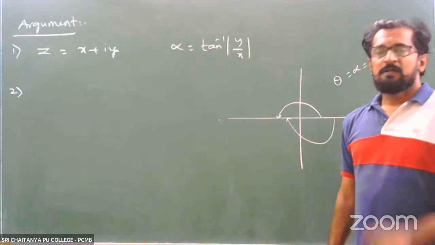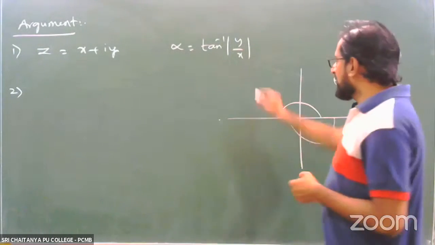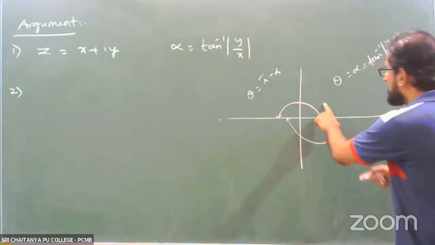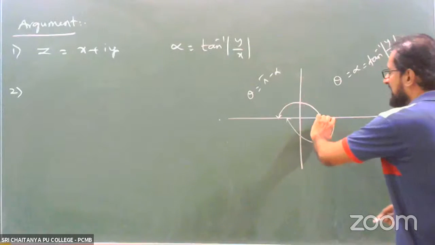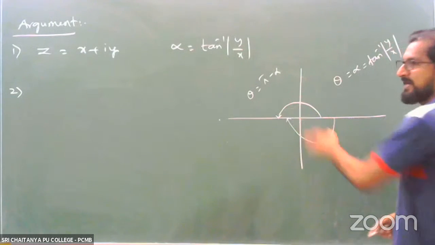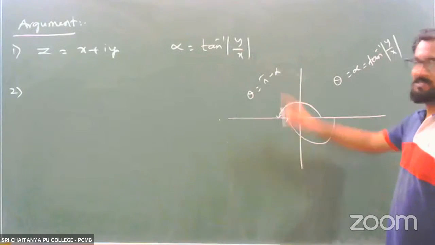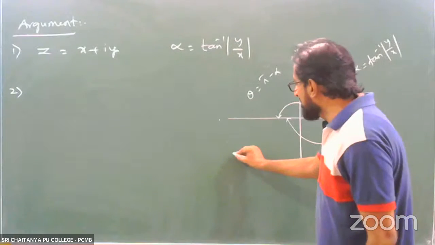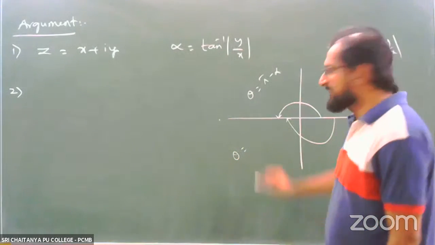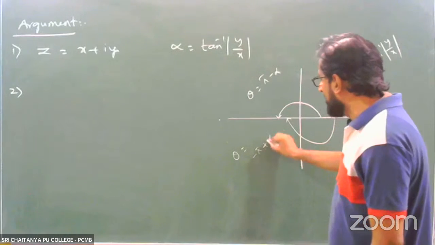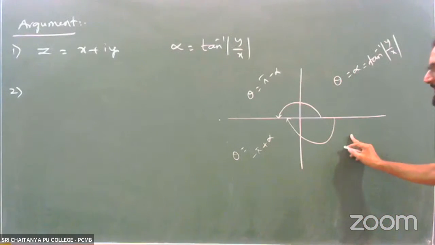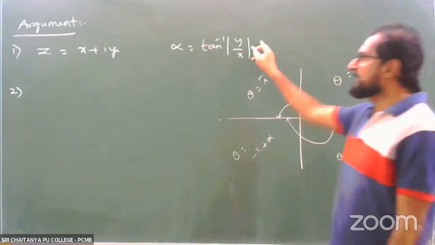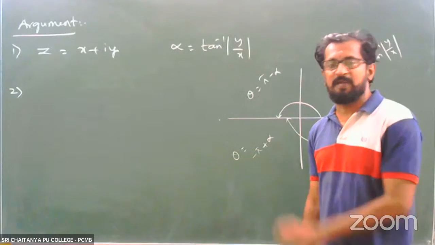If z lies in the second quadrant, then theta is equal to pi minus alpha. Why? Because if this is alpha, this entire is 180 degrees, then it becomes pi minus alpha. Now, if z is in the third quadrant, then argument of z is equal to minus pi plus alpha. And if it is in the fourth quadrant, theta is equal to negative alpha, where alpha is equal to tan inverse of mod of y by x.